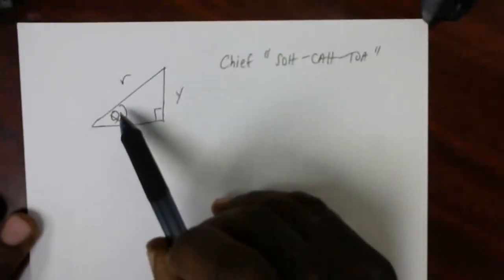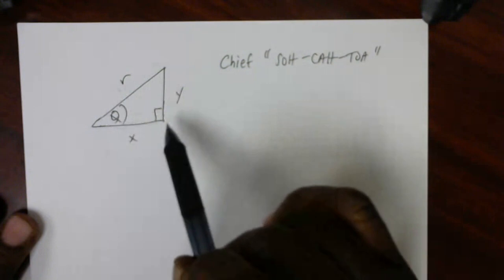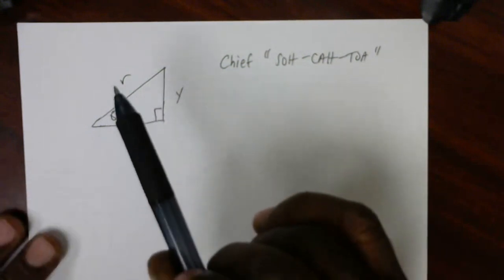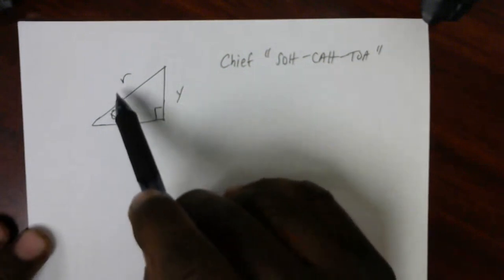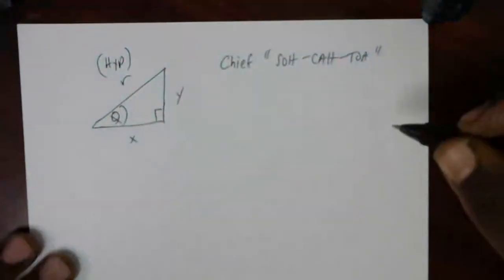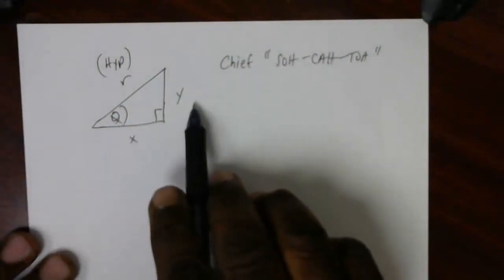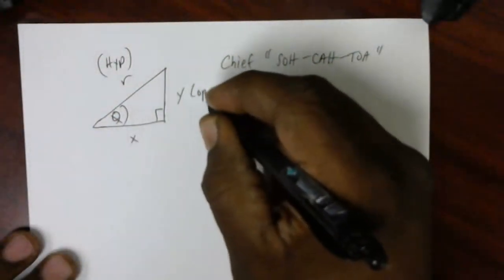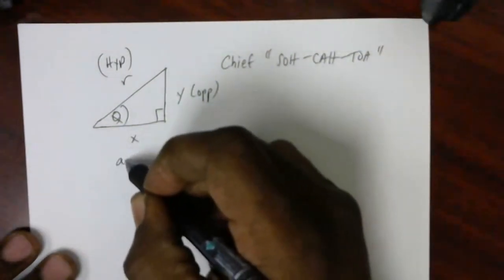So just going through this, if I were to use this as my reference angle, and I'm going to label my sides as hypotenuse, opposite, or adjacent. First thing I'll do is label my hypotenuse, right? That's always opposite my right angle. So r is actually my hypotenuse. The side that's opposite my angle is the side opposite. And I have my adjacent side.